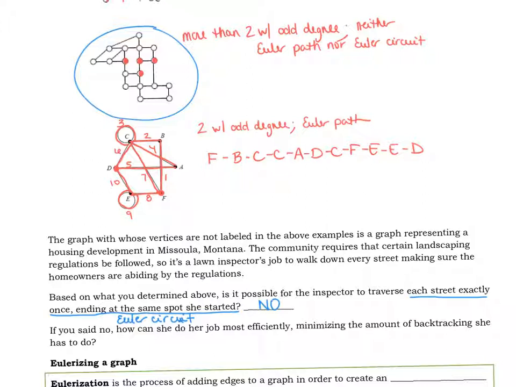All right. So the question is, she can't do that. She can't walk up and down every street once. So how is it that she can be as efficient as possible, minimizing the amount of backtracking or walking the exact same street twice? Okay, how can she minimize how many times she has to duplicate a street? And that's what the next video is going to work on.